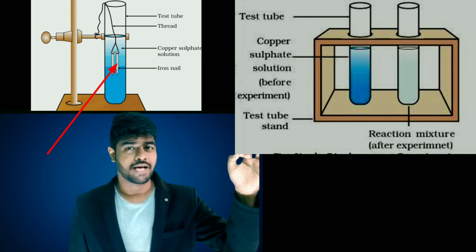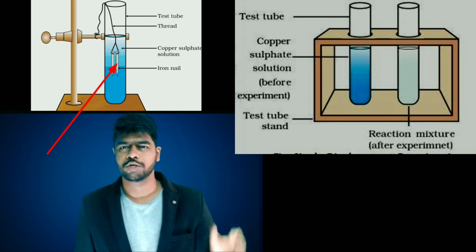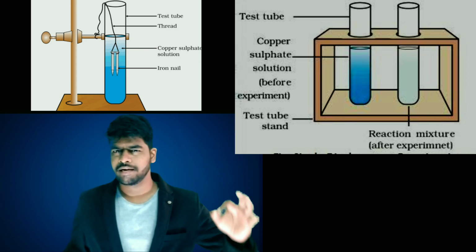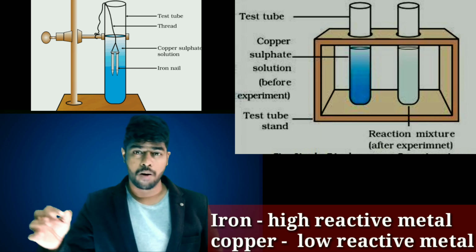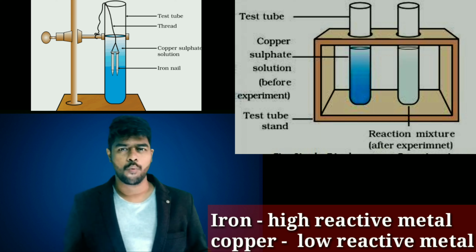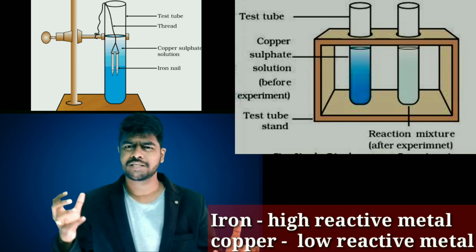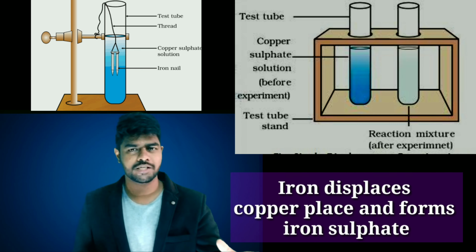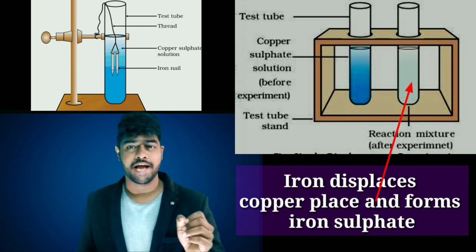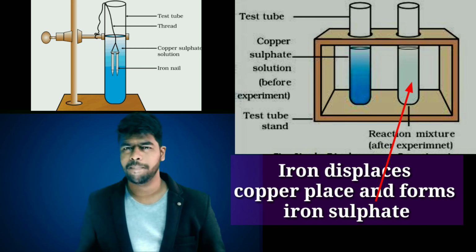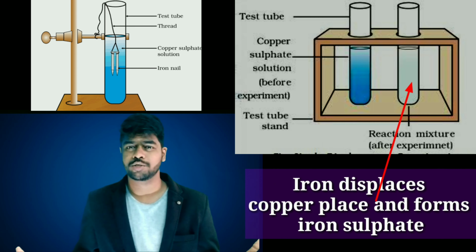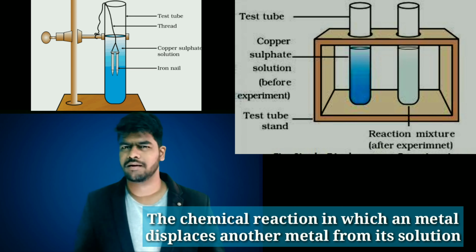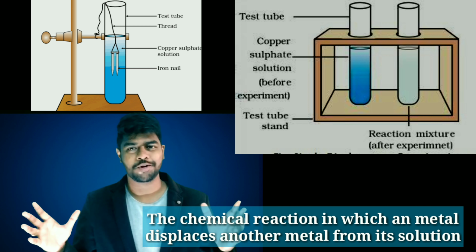Whenever iron nails are immersed in the copper sulfate solution, a reaction will take place. Observe clearly. Iron is a highly reactive metal. Copper is a less reactive metal. Whenever iron nails are immersed in the copper sulfate solution, displacement will take place. Iron displaces copper and forms iron sulfate. It is called a displacement reaction. In a chemical reaction, when a metal displaces another metal, it is called a displacement reaction.